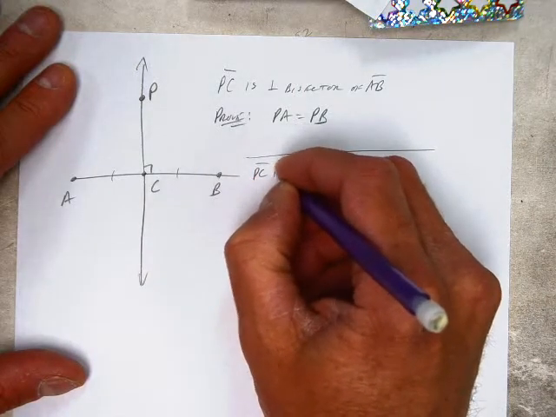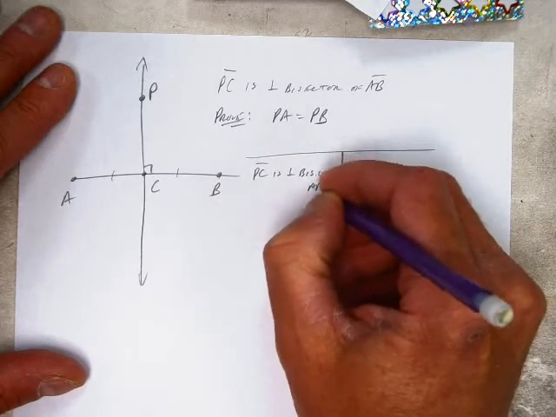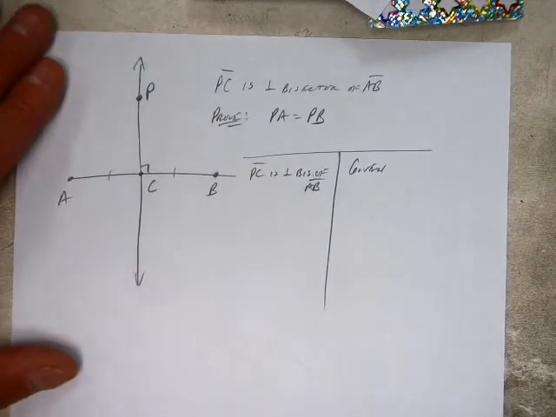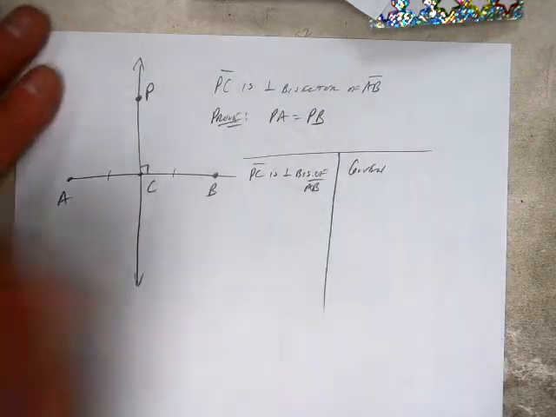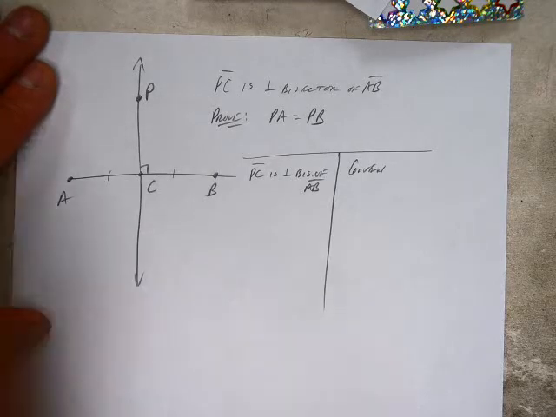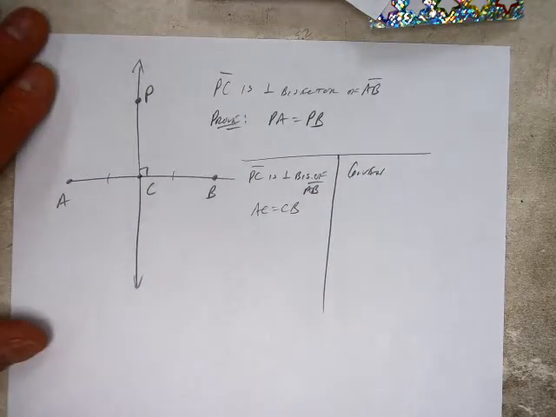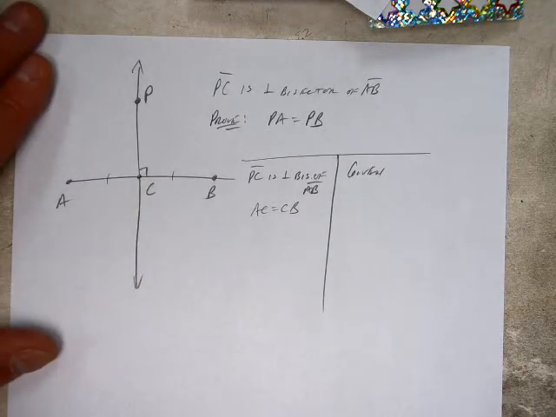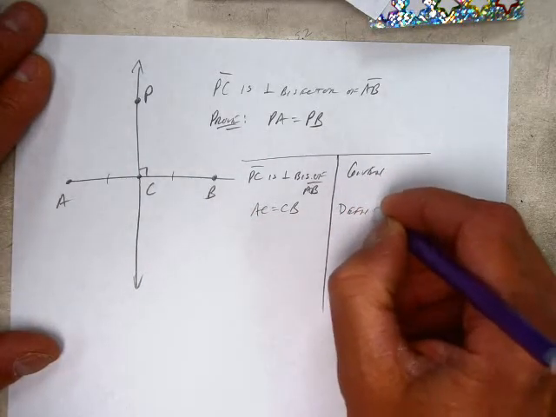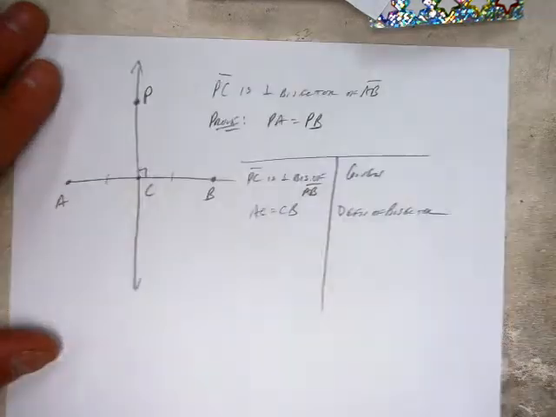PC is perpendicular bisector of AB, given. Okay? So, what does this mean if PC is perpendicular bisector? AC equals CB. I agree. What would you put for a reason there? Awesome. Okay, and I've got that labeled.